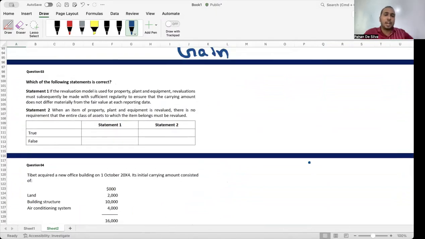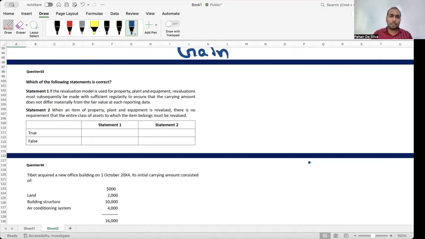See, question number 3. Which of the following statement is correct? Statement number 1. If the revaluation model is used for property, plant, and equipment, revaluation must subsequently be made with sufficient regularity to ensure that carrying amount does not differ materially from the fair value at each reporting date. That is the statement number 1. Statement number 2. When an item of property, plant, and equipment is revalued, there is no requirement that entire class of asset to which item belongs must be revalued. If you have carefully studied our learning material, those two sentences are there.